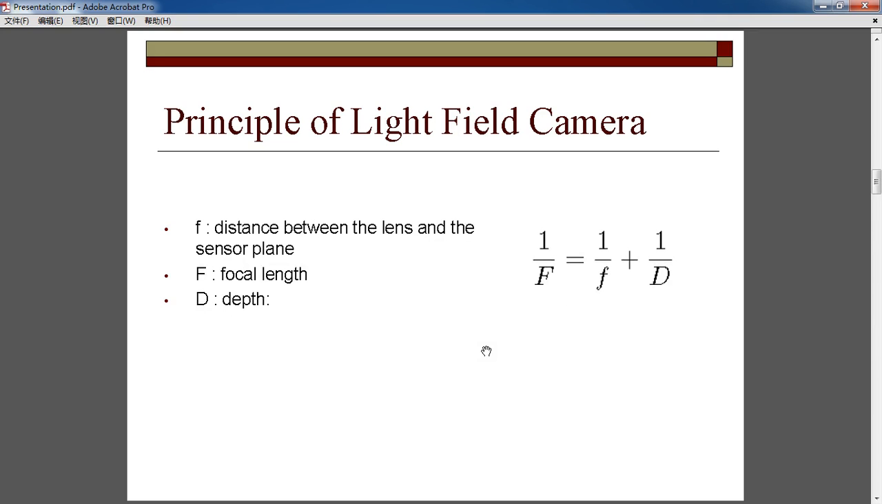In the case where the image is focused on the surface of the camera array, the object point is at a depth we already know. This is because the parameter F, which is the distance between the lens and the sensor plane, and the focal length f of the main lens are also constant and known. According to this equation, depth can be calculated.